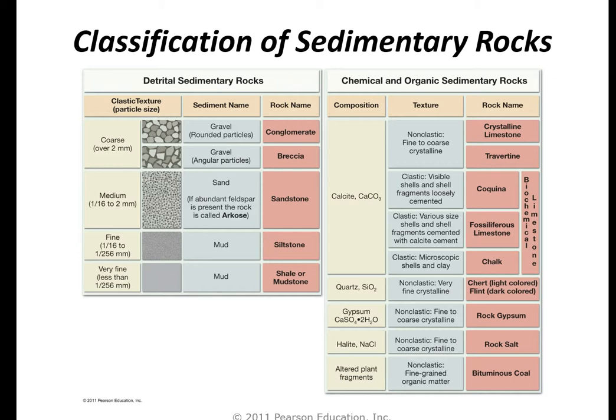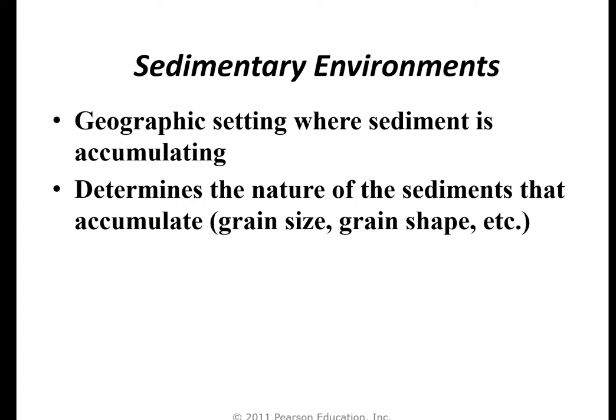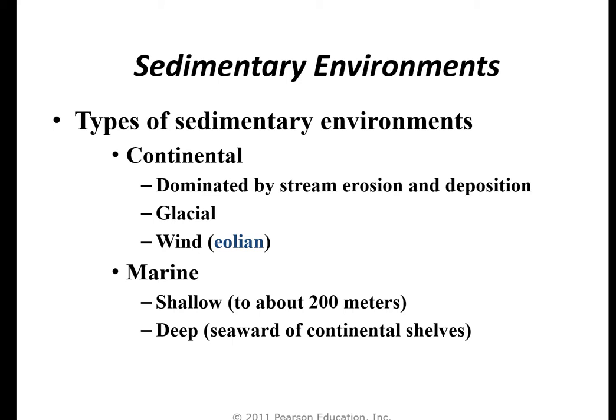This graph is in your book as well, the classification of sedimentary rocks from the various grain sizes and also the various chemicals and organic sediments that might form them. Sedimentary environments are geographical locations where the sediment is accumulating, and this geographical location determines the nature of the sediment that can accumulate, including the grain size and the grain shape. So we have various types of environments that the sedimentary rocks can be found in.